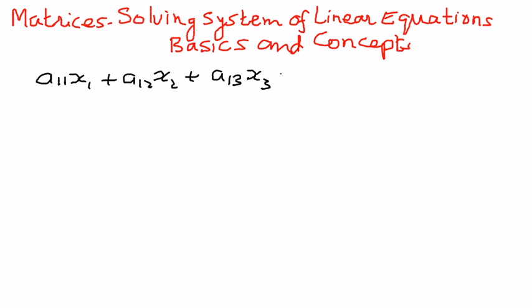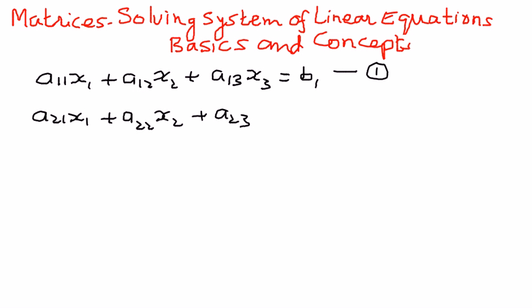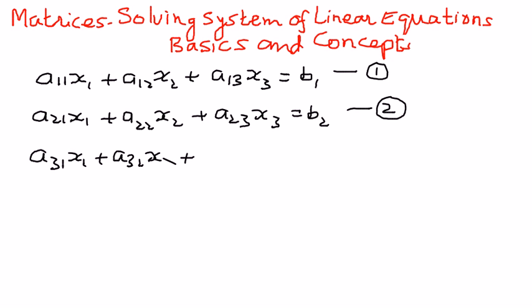A13 x3 is equal to B1, and if we call this equation number 1, and if the second equation is A21 x1 plus A22 x2 plus A23 x3 is equal to B2, that is equation 2, and the third equation A31 x1 plus A32 x2, let me write this a little bit more clear here, A32 x2, still not clear, so this should be A32 x2 plus A33 x3 is equal to B3.